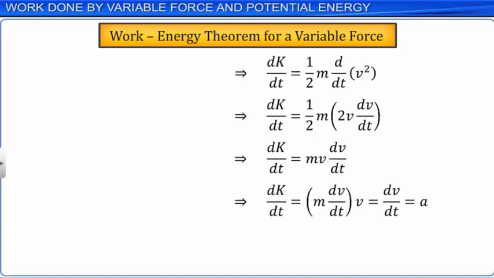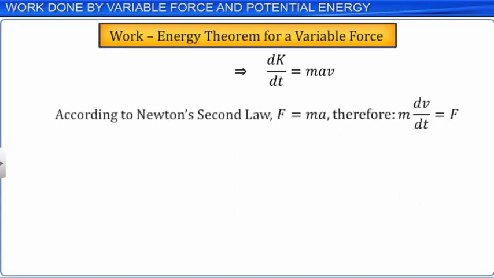On the right side of the equation, we know that dv by dt is the rate of change of velocity, which is the acceleration of the body. Thus, we get dK by dt is equal to mav. However, according to Newton's second law, F is equal to ma. Therefore, we get dK by dt is equal to Fv.